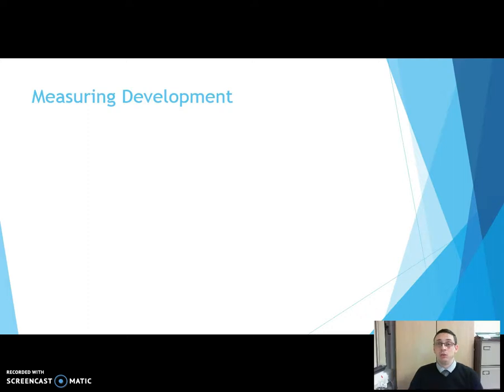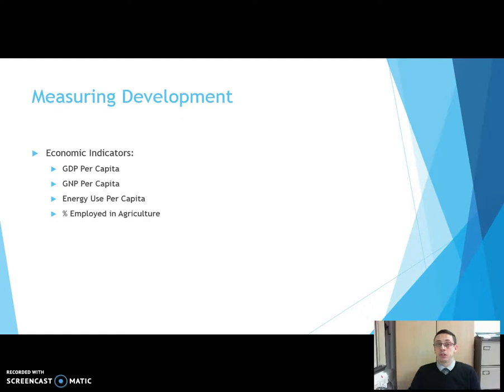So to bring us to how we actually go about measuring development. We use bunches of different indicators. Now, I'm not going to cover every indicator that you can possibly use, but we'll look at some of them. So first, we have economic indicators, a lot of things to do with money. The first two we have are very, very similar: GDP and GNP per capita. GDP stands for Gross Domestic Product, and GNP stands for Gross National Product.